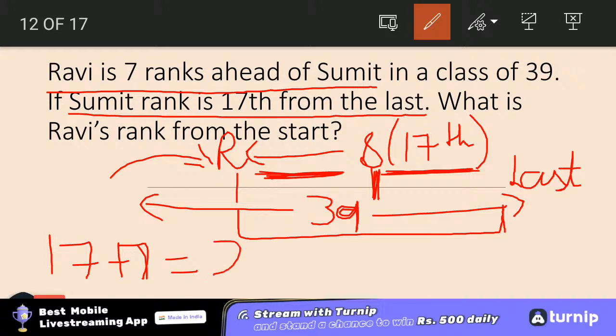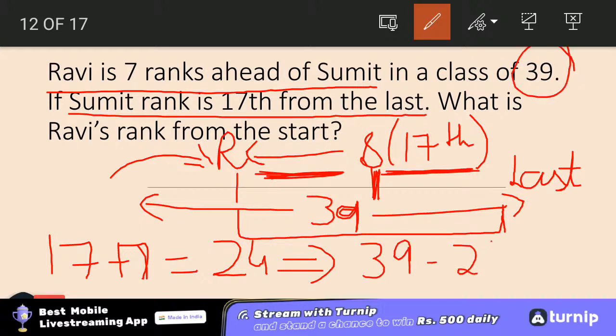24. So Ravi's position from the last would be what? 24. क्योंकि वो 17 तो सुमित की थी और 7 और इंक्रीज हो गए. अब आगे टोटल स्टूडेंट्स कितने थे क्लास में? 39. So 39 minus 24, because total students were 39 and we subtracted 24 because from the end Ravi's position is 24. 39 minus 24 will give us 15.